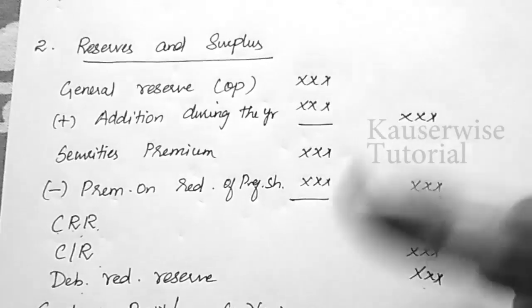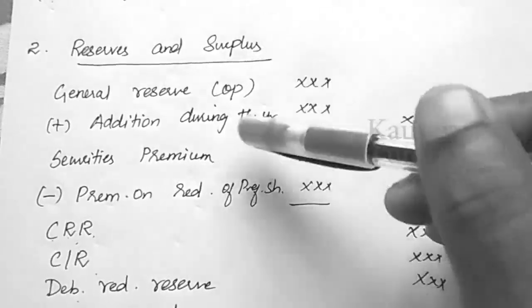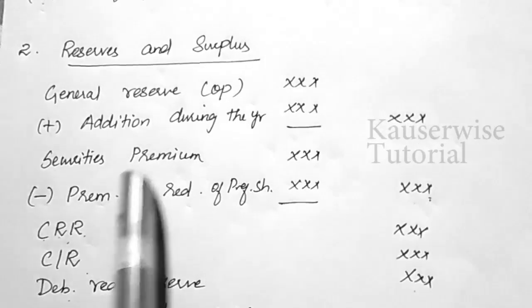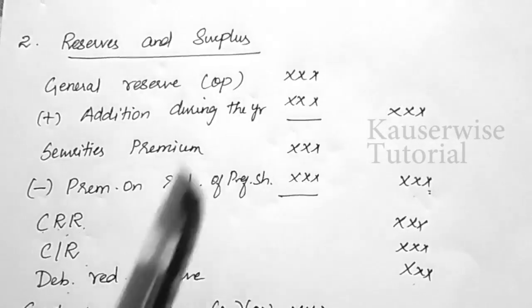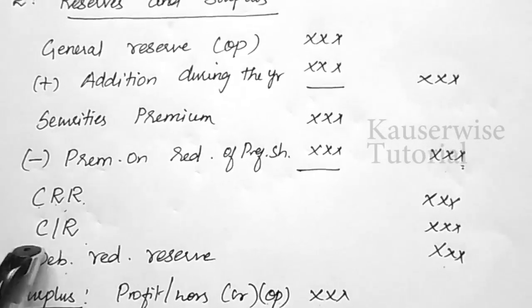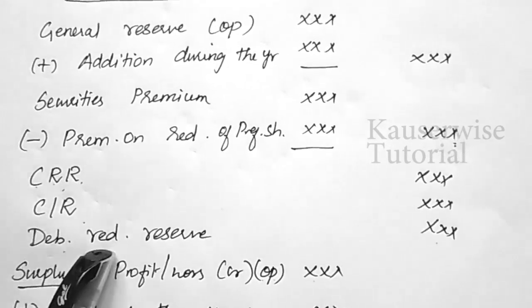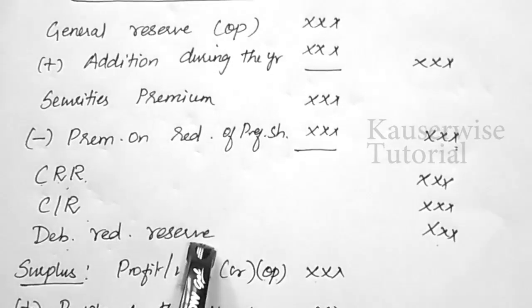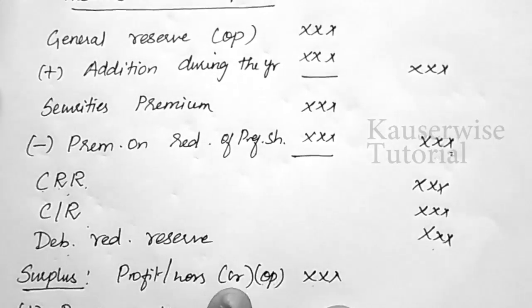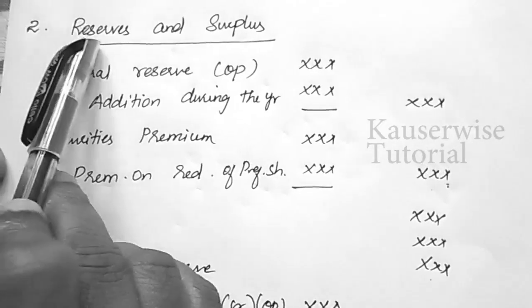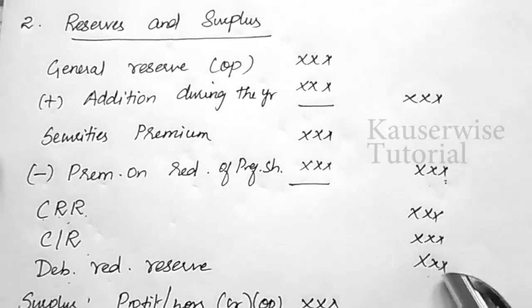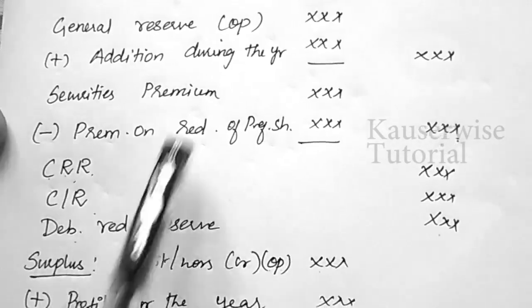If you find any other reserves apart from the general reserve and security premium, you can write them under reserves and surplus, that is capital redemption reserve, capital reserve, debenture redemption reserve. These are all other reserves. If you find any reserves, they will be recorded under reserves and surplus. So find the total reserve and now go for surplus.